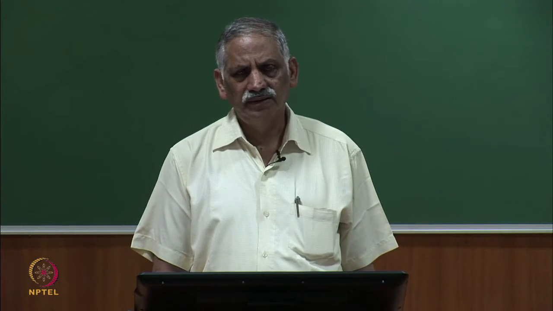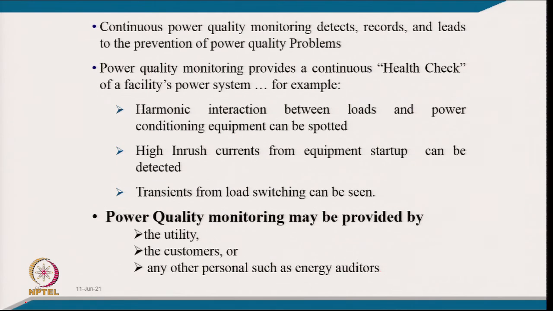There are plenty of manufacturers, like Trident and others. These instruments, or recorders, are used to record power quality problems, because to suggest the right mitigation technique or equipment, you have to assess through these recorders how much of a power quality problem there is. Continuous power quality monitoring, detection, and recording lead to prevention of power quality problems, and power quality monitoring provides a continuous health check of a facility or power system.